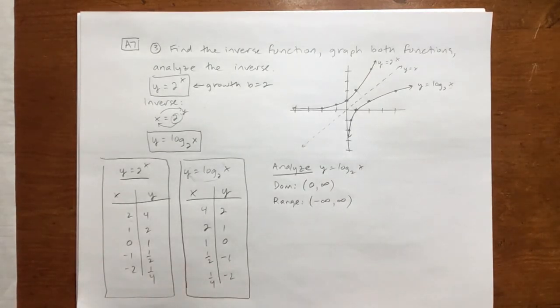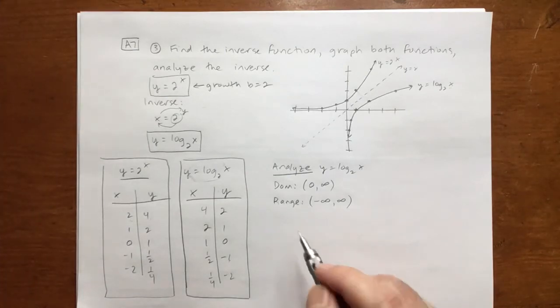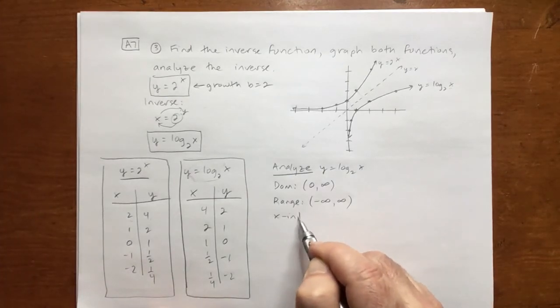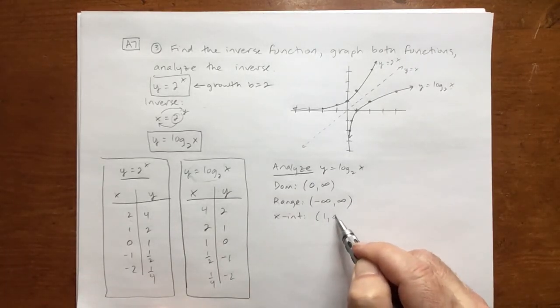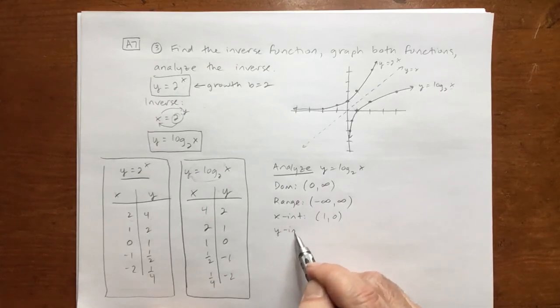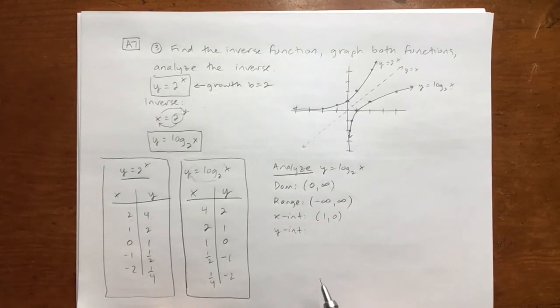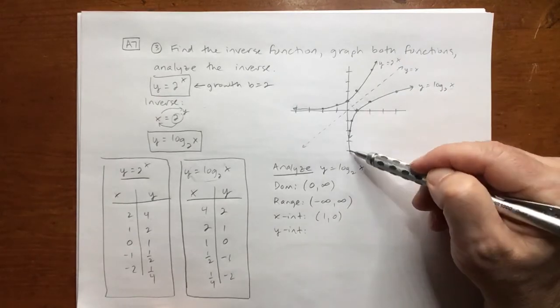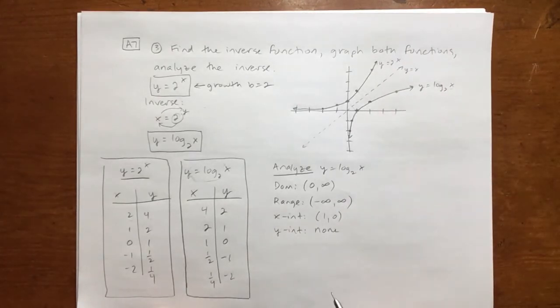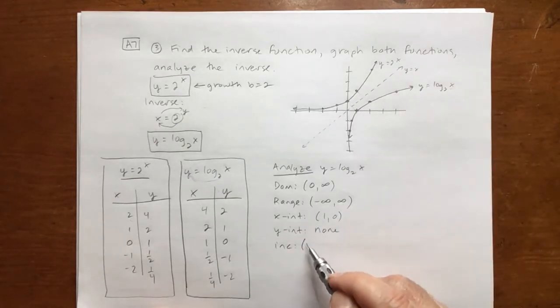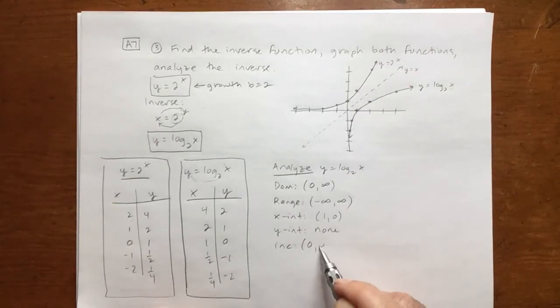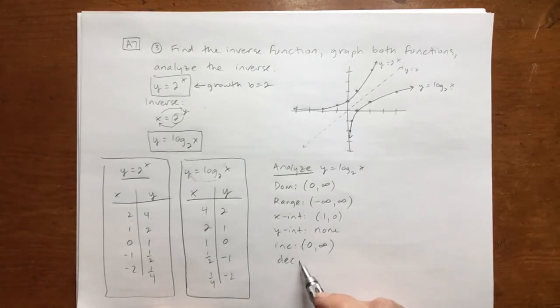Okay, and then what we want next, do we have any x-intercepts? We clearly do right there. There's our x-intercept. So the ordered pair, remember these have to be ordered pairs. Do we have any y-intercepts? Since we never cross the y-axis, clearly we have none. Is it ever increasing? Well, notice as I draw it to the right, it's always going up. So for the entire domain, it's increasing, which means that it's never decreasing.